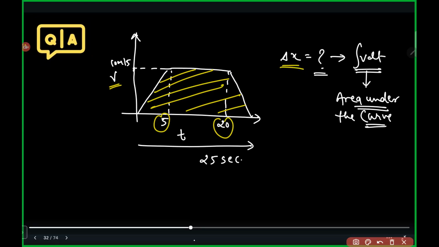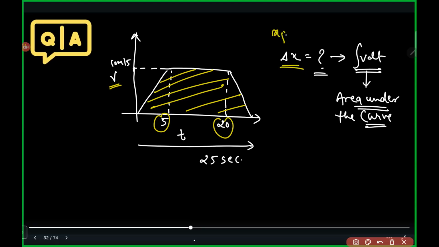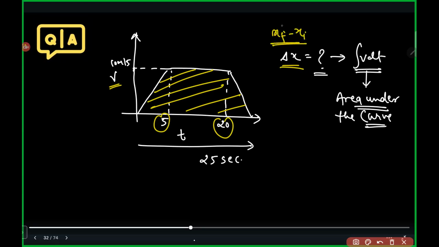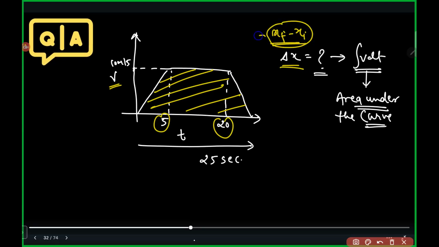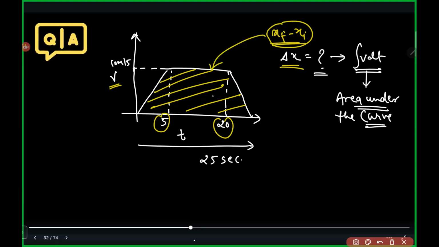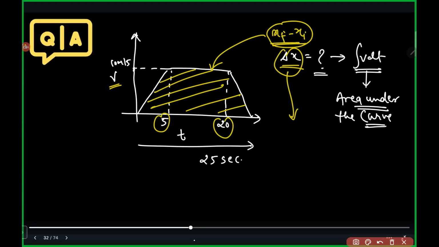Change in position means final minus initial. So for this one, what I have taught so far, if you have to find the change in position, then you have to figure out the area under the curve. If you get the area under the curve, then you will get delta x directly. Okay, Lakshmi? Yes. Okay, so let's solve this question now.